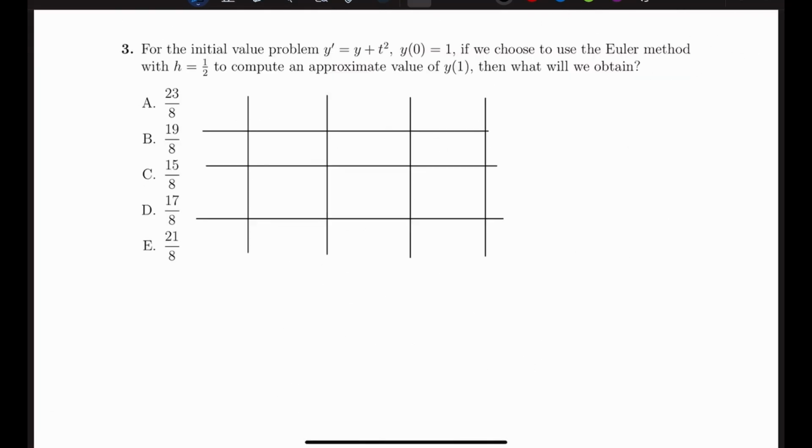Number 3 is an Euler's method problem. I always like to set these up as a table. You can do it with just the equation if you want, but I find the table helps me stay organized. I'll set up a column for x, y, y prime, and delta y.